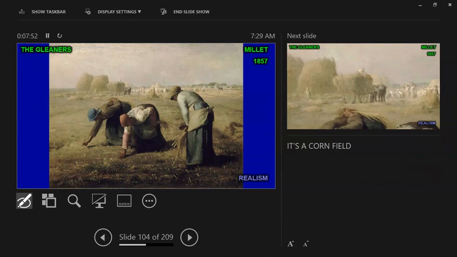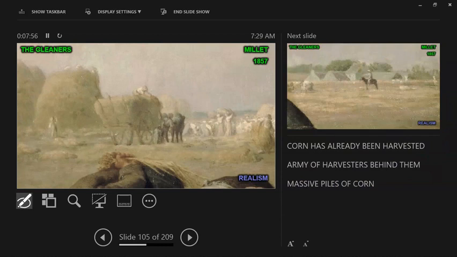So this is a cornfield, and in the background, you can see that the corn has already been harvested. Do you see those massive piles on the left? That's corn. Do you see that wagon that is filled all the way to the top? That's corn. Do you see the people in the distance with big bushels over their shoulders? That's all corn.